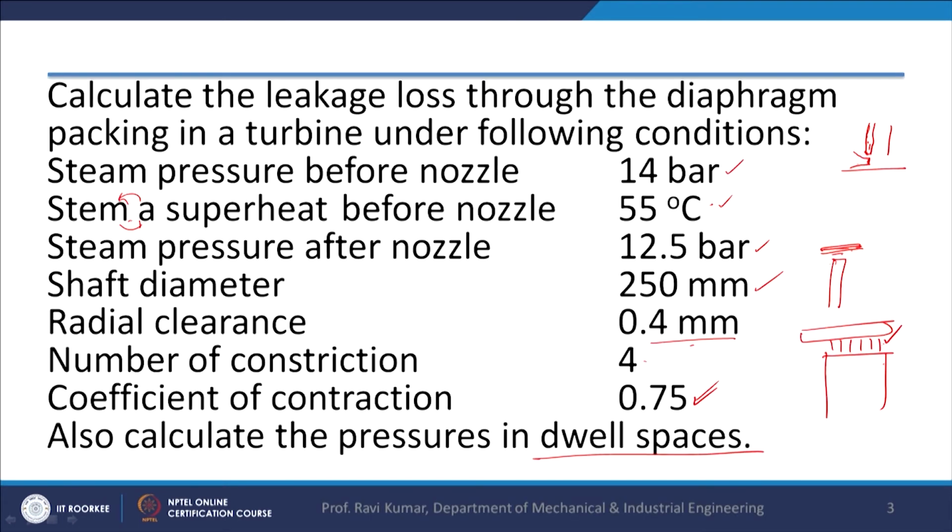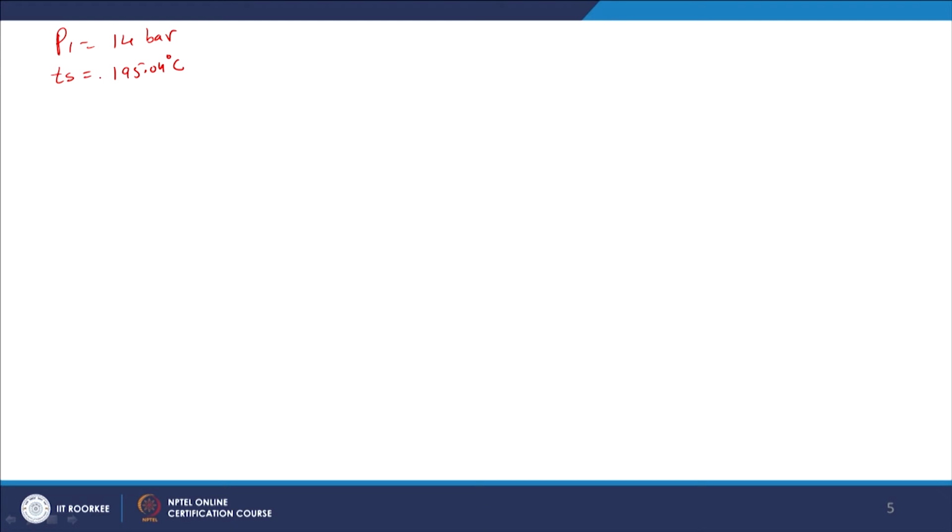The pressure is 14 bar. According to this pressure, the saturation temperature is 195.04 degrees centigrade. This we can simply take from the steam table. Now, the superheating is 55 degrees centigrade. So, T is equal to 195.04 plus 55, which is 250.04 degrees centigrade. Now, at this temperature, we look at the superheated table and we get the specific volume, that is 0.1635 meter cube per kg.